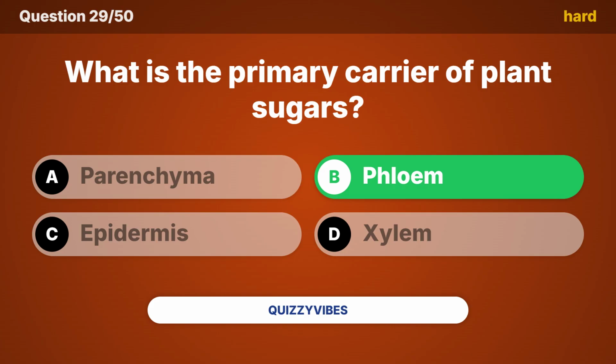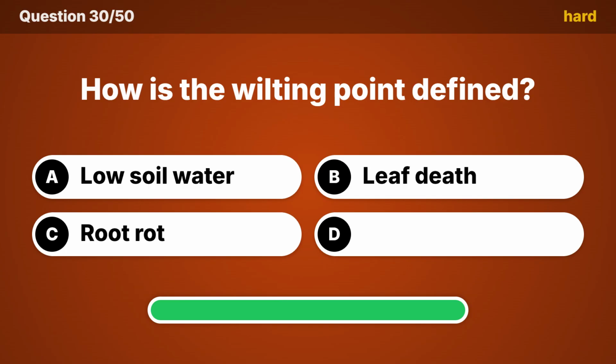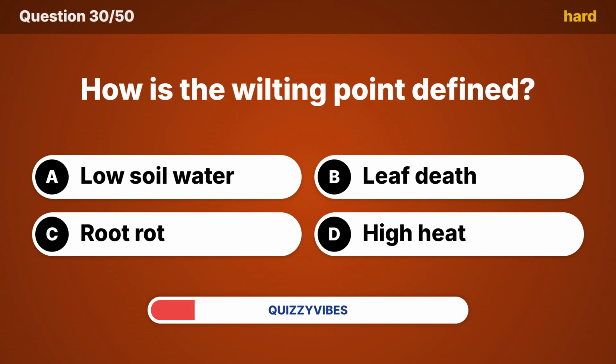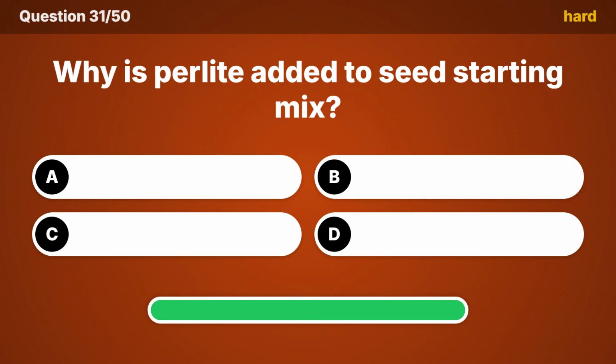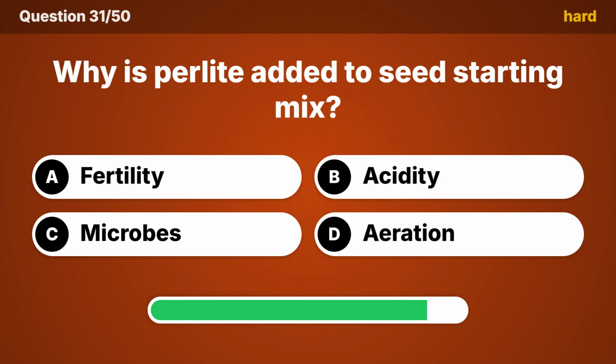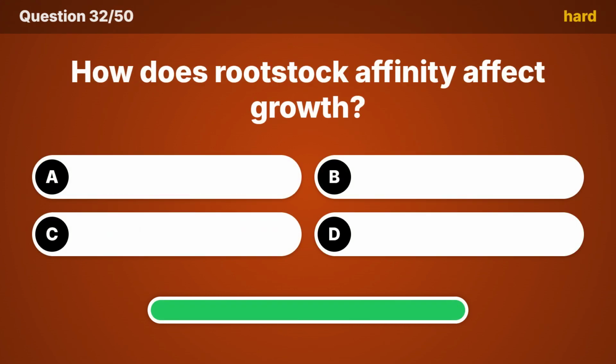The answer is phloem. How is the wilting point defined? And the answer is low soil water. Why is perlite added to seed starting mix? Answer, aeration. How does rootstock affinity affect growth?